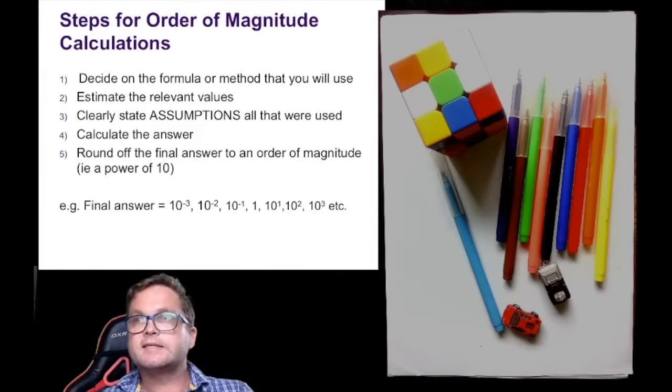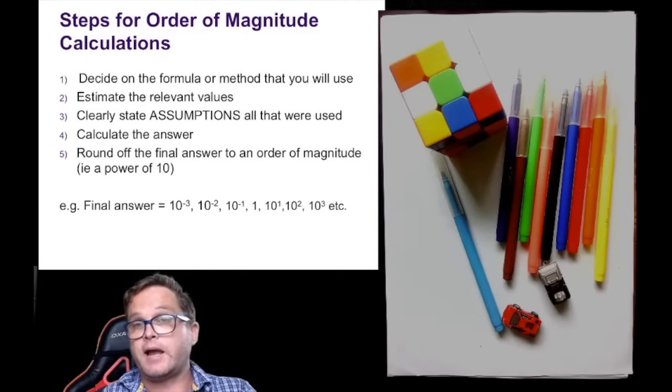Now we take a look at the steps for performing order of magnitude calculations. The types of problems that we're going to address are very varied, and they may seem a little bit outlandish. For example, we may calculate how many times we blink in our lifetime. We would use an order of magnitude calculation to estimate that quantity. Or we may want to calculate how many grains of sand there are on a beach. Or one of the questions we're going to look at now is how many ping pong balls it would take to fill a room. So the first step is to decide on a formula or method that we're going to use.